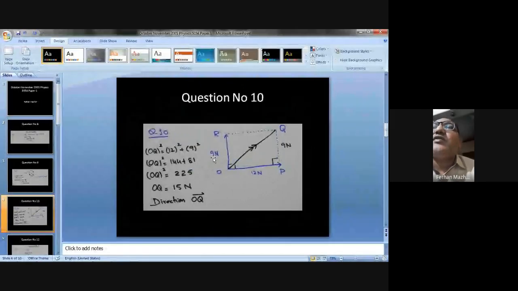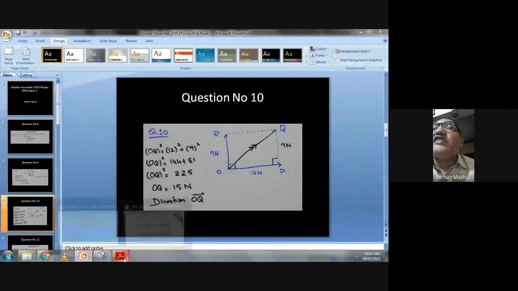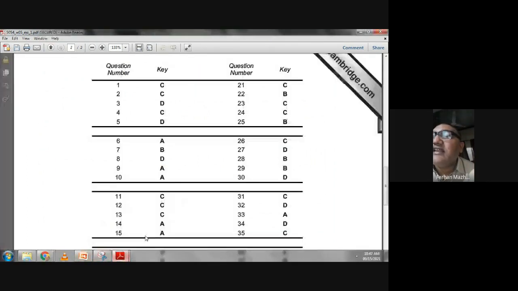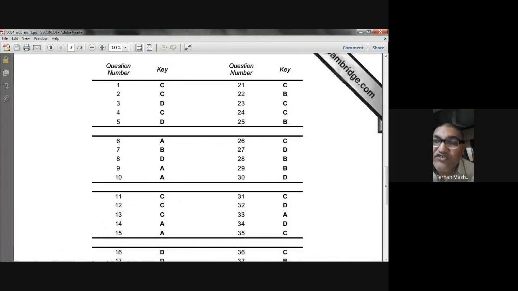By the parallelogram, we have found the direction and the magnitude. So the magnitude is 15 Newton and the direction is from O to Q. So I think that the choice is A. Question number 10, choice is A. Let's check first of all.